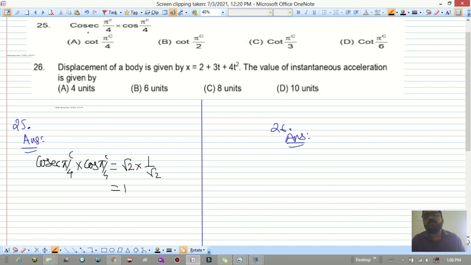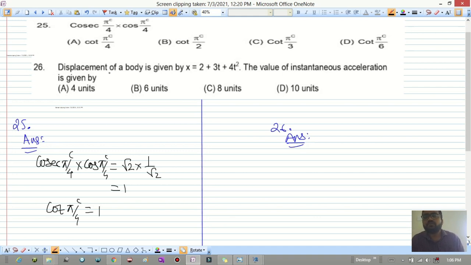Now cot pi by 4 we have is 1. Cot pi by 2 we have is 0. Cot pi by 3 is different value. Cot pi by 6 also different. Only option A is the correct option. So you can say cot pi by 4 radian is nothing but 1, and cosec pi by 4 into cos pi by 4 is equal to 1. Or else you can have cosec pi by 4 is 1 by sin pi by 4, cos pi by 4 divided by sin pi by 4 is cot pi by 4. That is totally your choice.